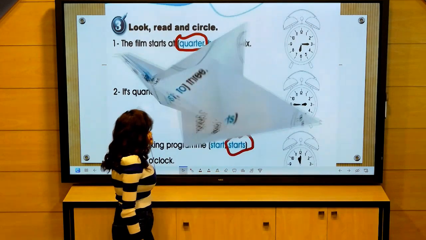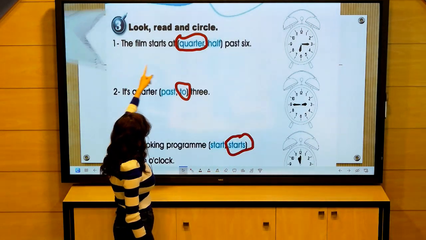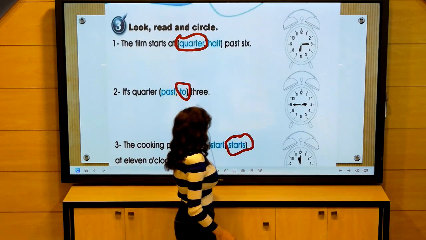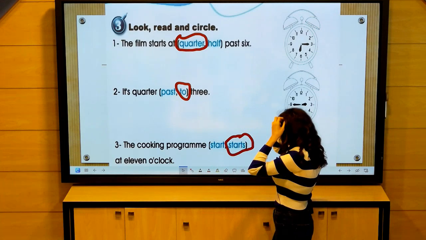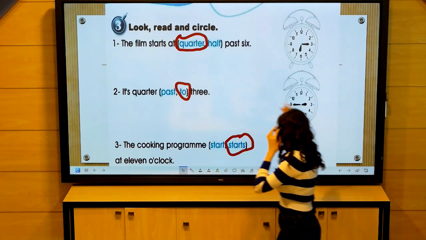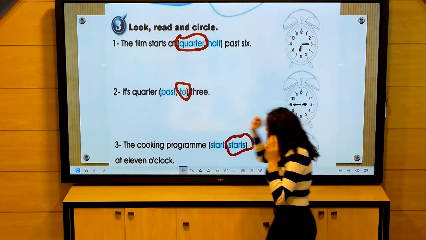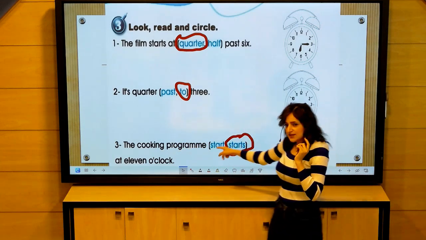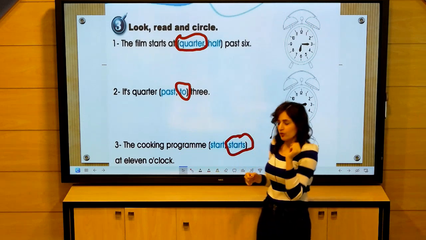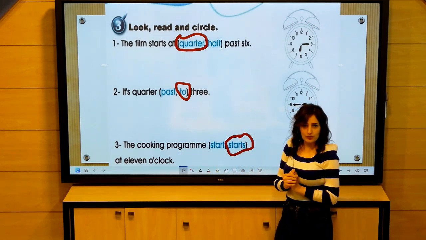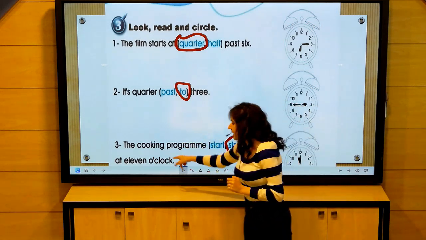Now the answers. The film starts at 6:15. Number two, it's 3:45. The cooking program starts, not start, because we have here a singular subject, program, one program, so we will put S on the verb. At 11:00.